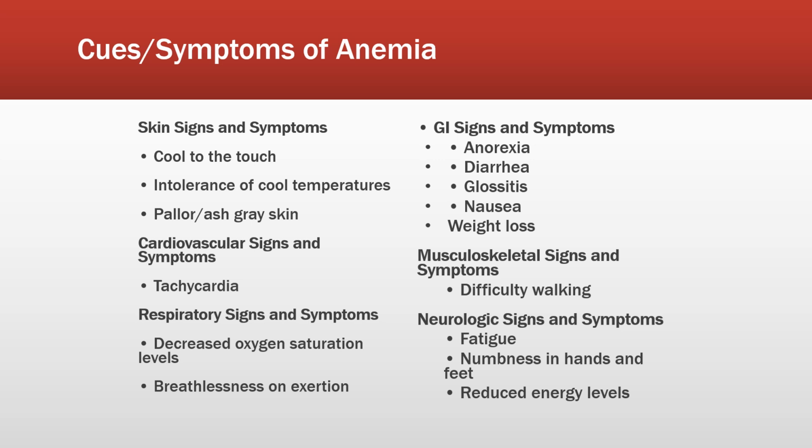These are general cues or signs and symptoms of anemia. And I organized it by systems of the body. So for how anemia affects the skin, the skin is going to be cool to touch. They're not going to tolerate cool temperatures. They're always cold, and their skin is going to be pale. They may have that ashy type of look.